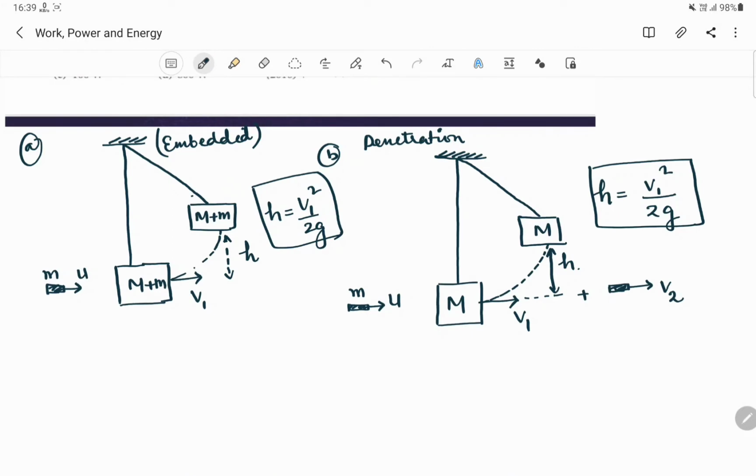Here the two cases will be like this. This is a freely suspended body of mass m. Initially it will be just one second.